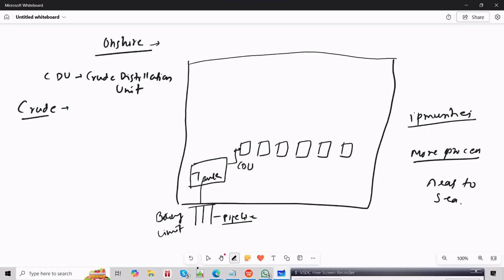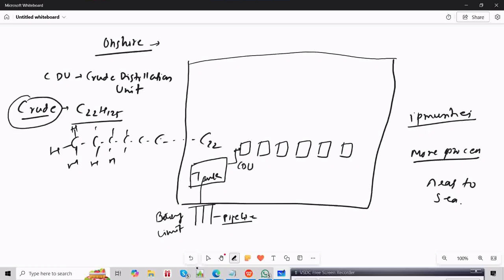Now what is crude? Crude is C22H125, 22 carbon atoms and 125 hydrogen atoms. This carbon is like this, C C C C and so on, 22 times, C22, and there are hydrogen atoms like this, H H and all like this. So this crude is simply useless unless you break the crude into smaller molecules.